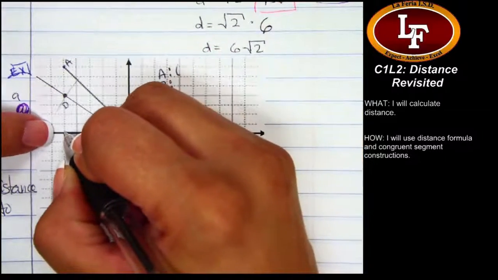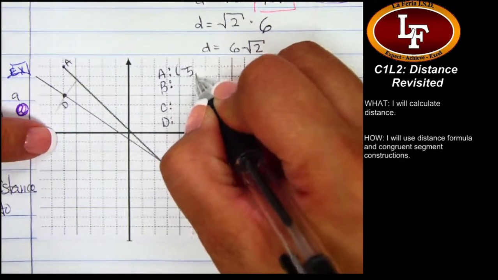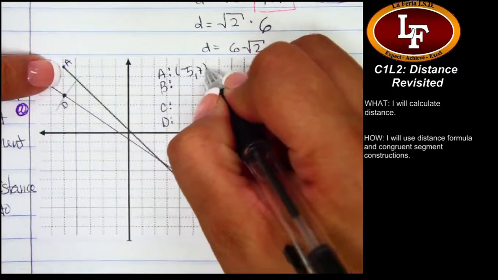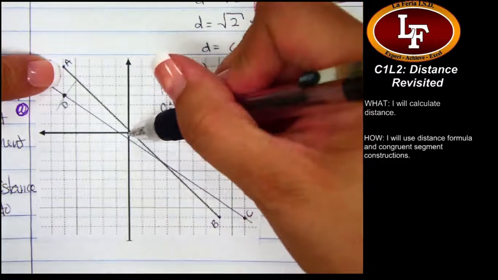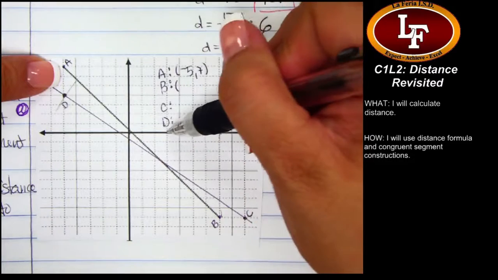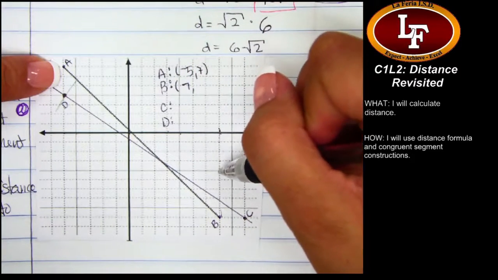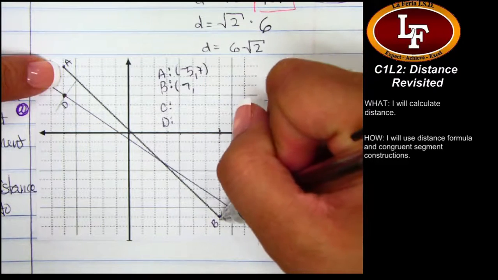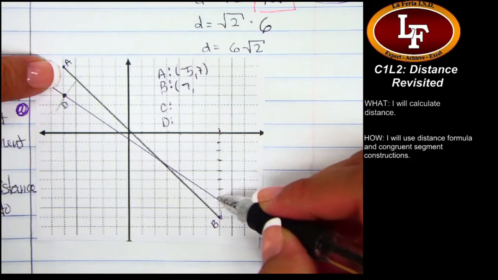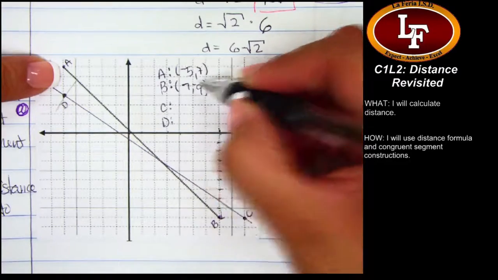Welcome back. The coordinates for A are 5 in the negative and 7 in the positive. B is 7 in the positive, 8... let me count that again... 9 in the negative.